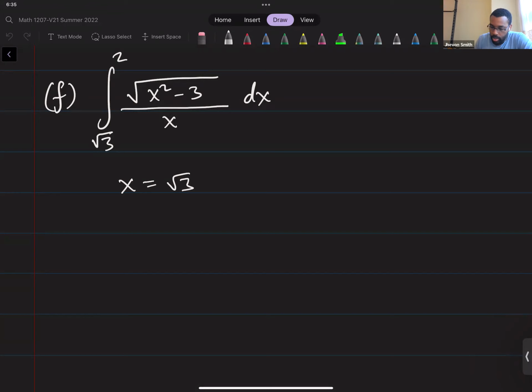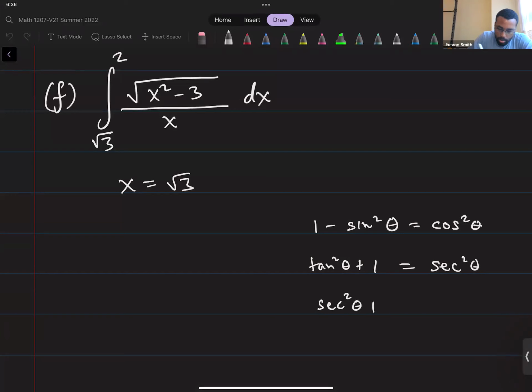So remember, there are three expressions that we're modeling this off of. One minus sine squared gives us cosine squared. We also have tan squared theta plus one giving us secant squared. And we also have secant squared theta minus one giving us tangent squared.